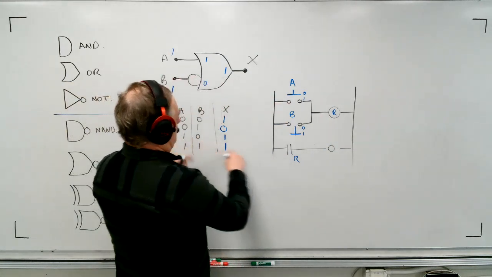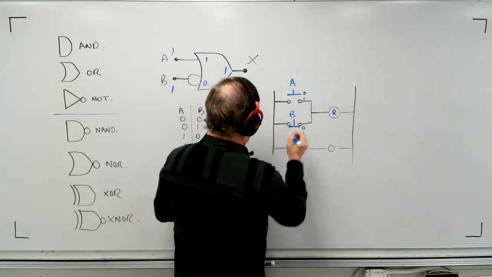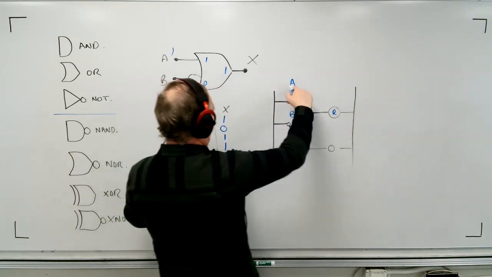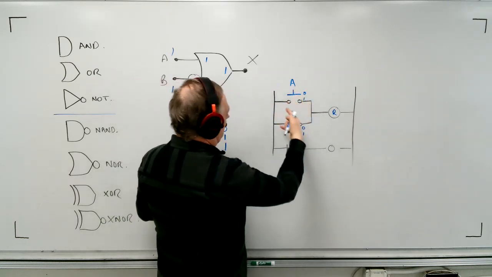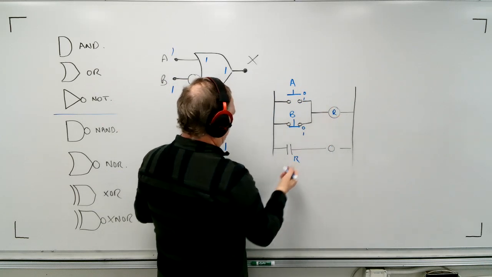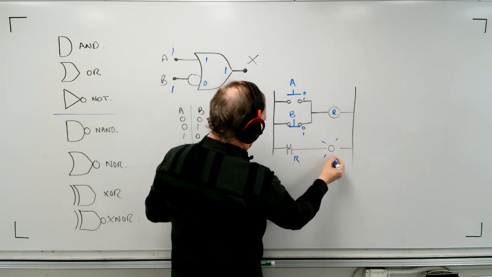Now, I let this button close again. Okay, now nobody's touching it. And I push on this button. So I close A. Well, now I just have parallel paths to my relay. My relay is energized. This contact is closed and the light is on.